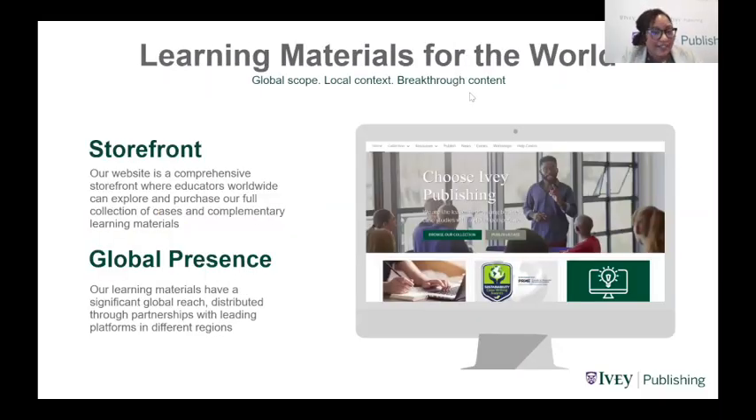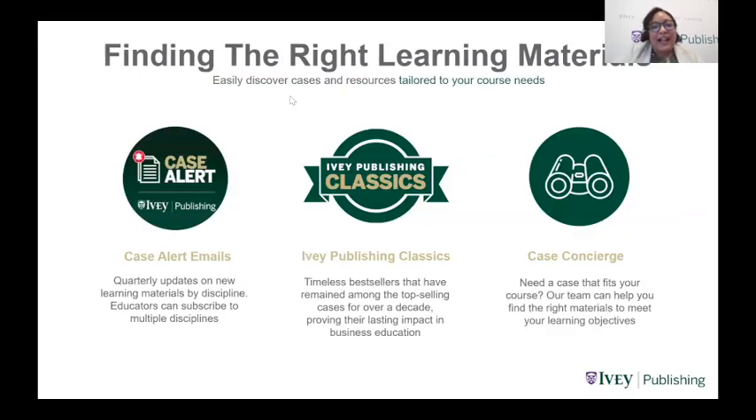Now, how can you find these learning materials? Well, first of all, you can check our storefront, ivypublishing.ca. There you'll find, as I said, close to 50,000 learning materials available. And you can also find us through our global network, because we are in partnership with many other platforms. So we're everywhere, find us.